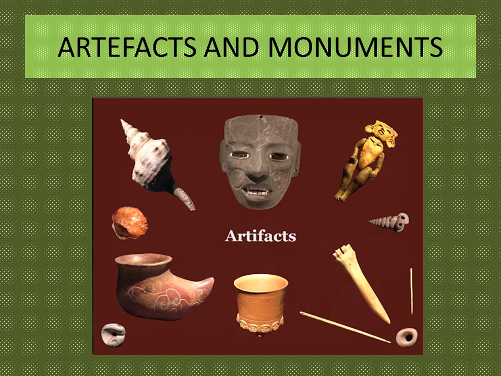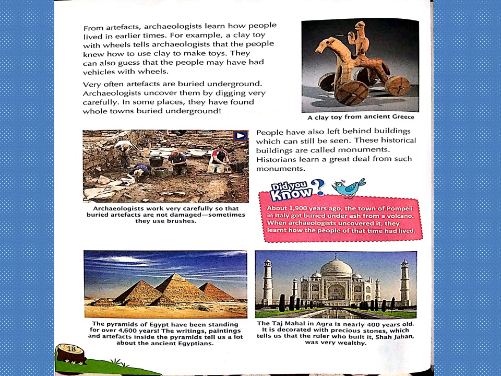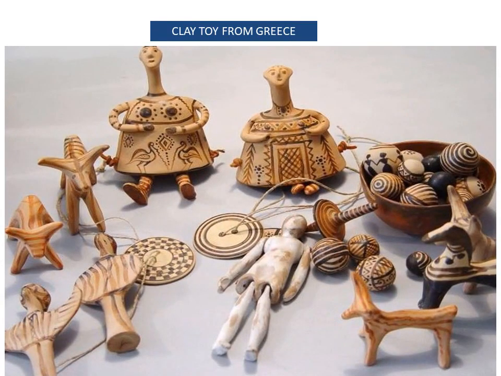Let us go to the next page. Page number 18. Can you see the picture of the clay toy from ancient Greece? Yes, we can see it at the top of the page. Now, from artifacts, archaeologists learn how people lived in earlier times. So they know about the lifestyle of the normal, ordinary people. For example, a clay toy with wheels tells archaeologists that the people knew how to use clay to make toys. They can also guess that the people may have had vehicles with wheels. Okay?